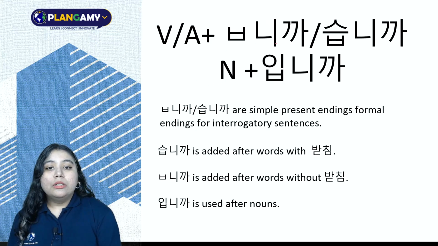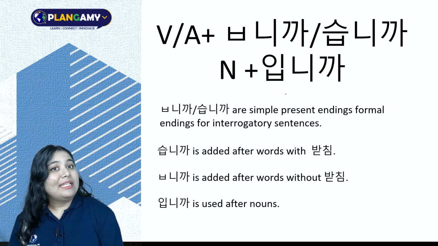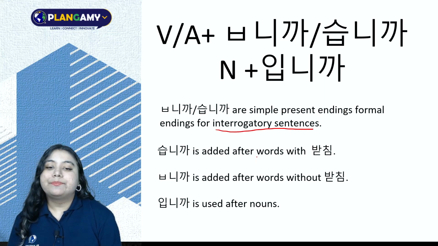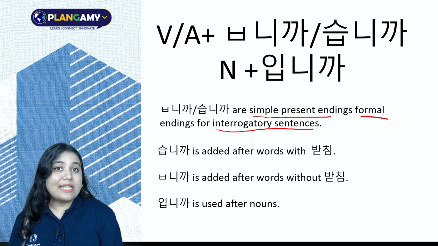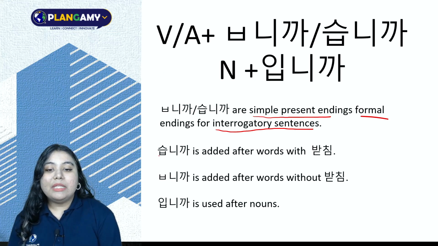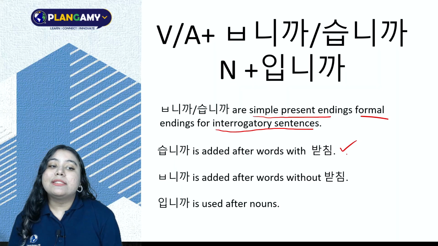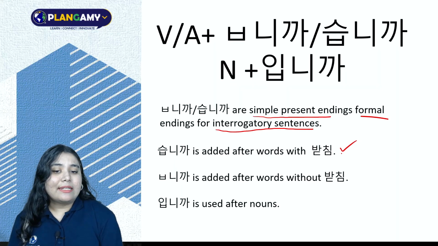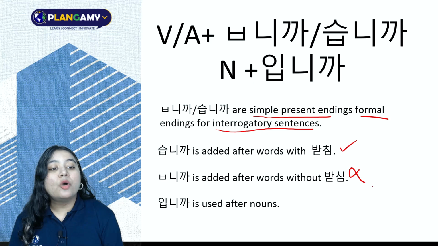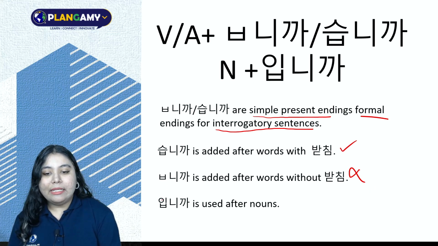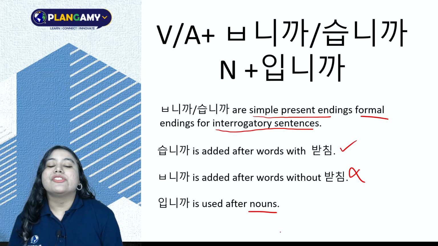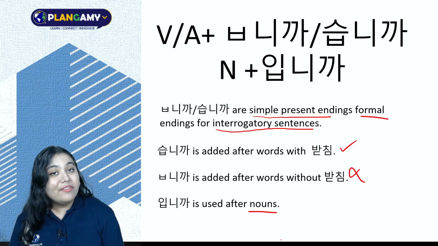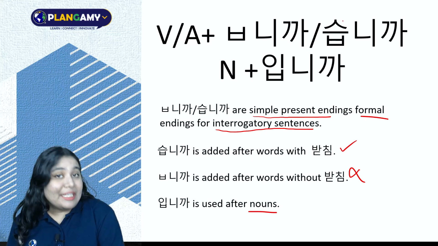Okay. Now 붑니까, 씁니까, 입니까. These are for interrogatory sentences, right? Similarly, simple present endings, formal ending for interrogatory sentences, for questions. Yes, 씁니까 is added when there is a 받침, when there is a consonant ending. 붑니까 is added when there is no 받침, vowel ending. And 입니까 is added after nouns. Irrespective of vowel ending, consonant ending, I'll add 입니까.